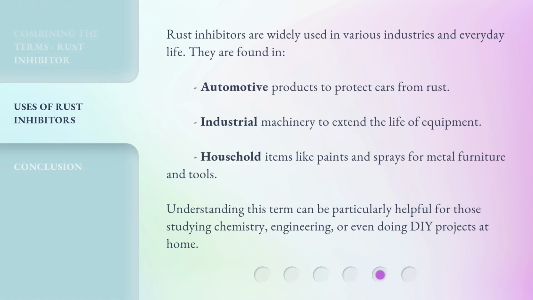Rust inhibitors are widely used in various industries and everyday life. They are found in automotive products to protect cars from rust, industrial machinery to extend the life of equipment, household items like paints and sprays for metal furniture and tools. Understanding this term can be particularly helpful for those studying chemistry, engineering, or even doing DIY projects at home.